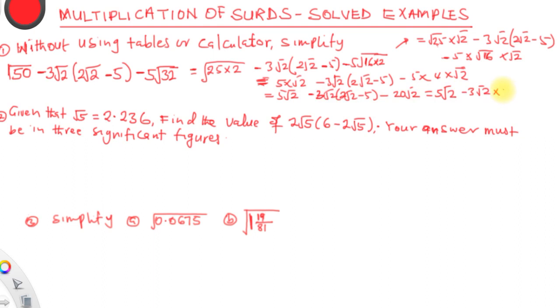2 root 2. 2 root 2. And this negative 3 root 2 will go and multiply the negative 5. And we get what? Minus 3 root 2 times what? Negative 5. Okay? Then we bring this one. This is the last term. So minus what? That is 20 root 2. Okay? Fine.